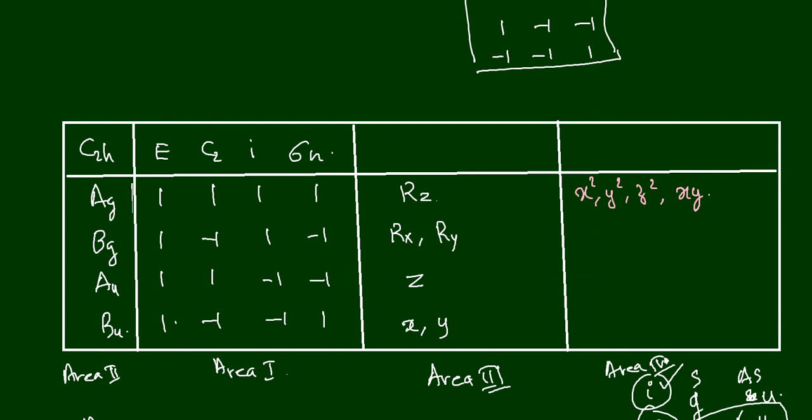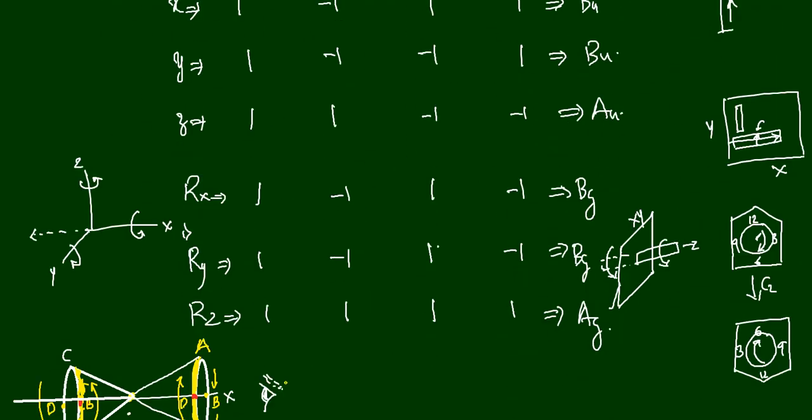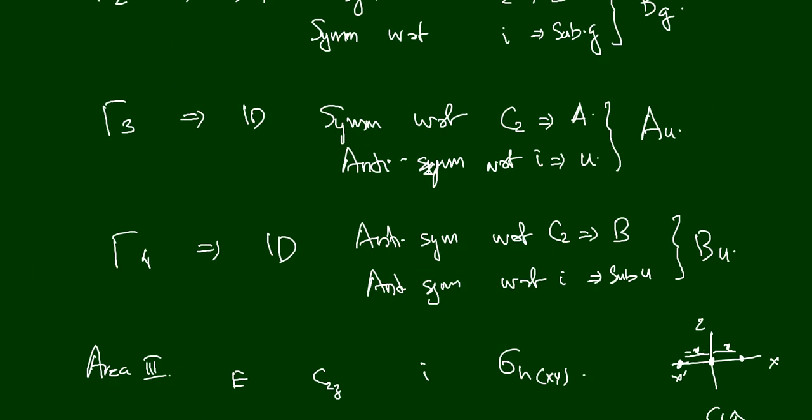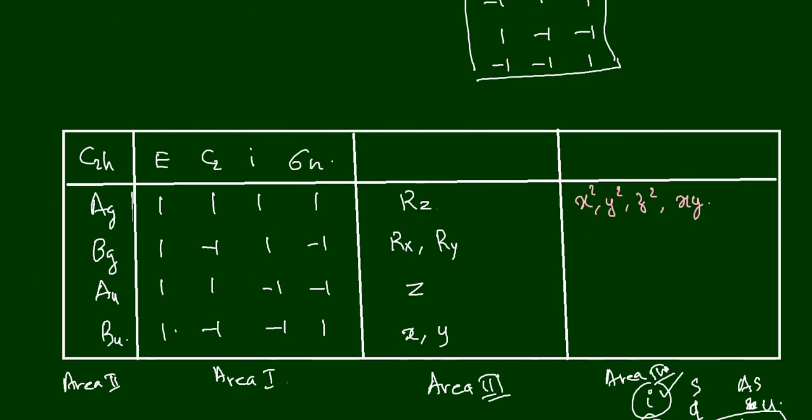And now we have other binary products. What are they? No, we have xz and yz. They both belong to BG symmetry, right? So against BG, we have to write xz and yz.